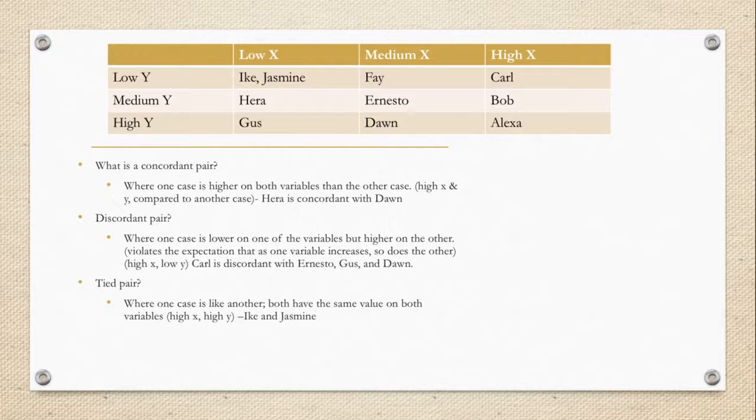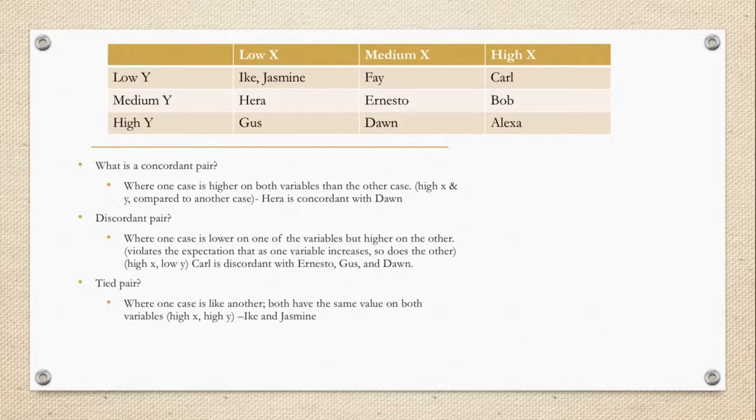In this case, Hera is concordant with Dawn. All right, so one has a higher x and y compared to another case. A discordant pair, on the other hand, is where one case is lower on one of the variables but higher on the other. The basic thing about a discordant pair is that you're violating the expectation that as one variable increases, so does the other.